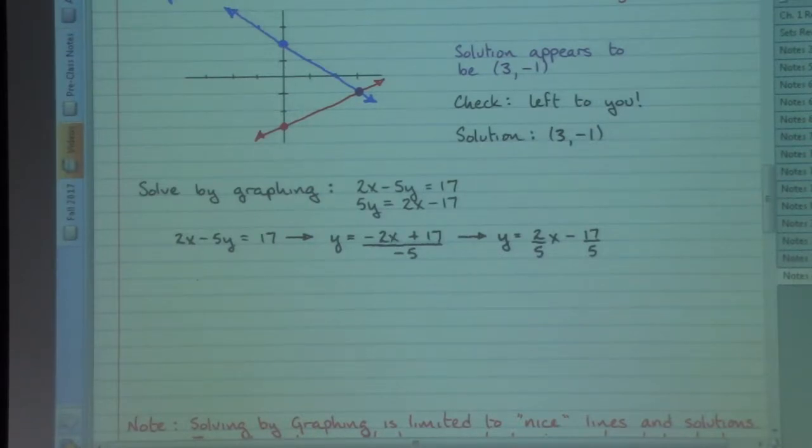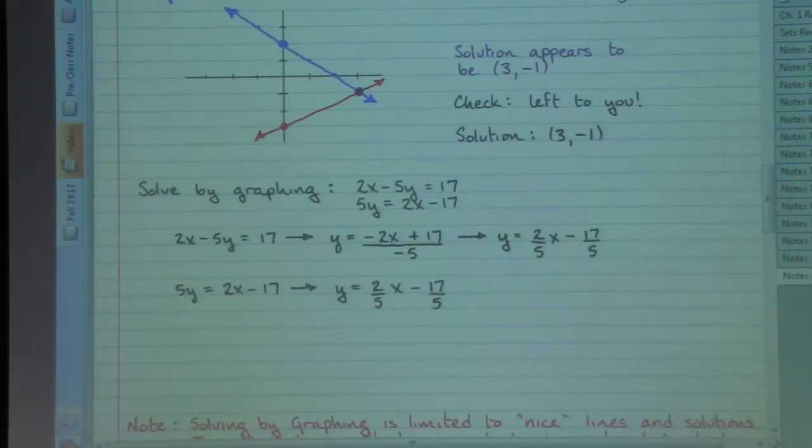Taking the second equation and doing the same sort of thing means that we would have to only divide by 5 in order to arrive at our slope-intercept form. Dividing by 5, we get y equals 2 over 5 x minus 17 over 5, which is exactly the same equation that we just saw.